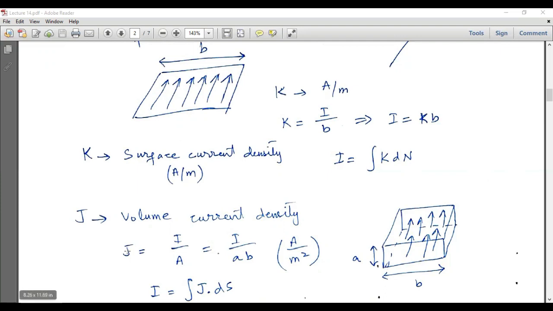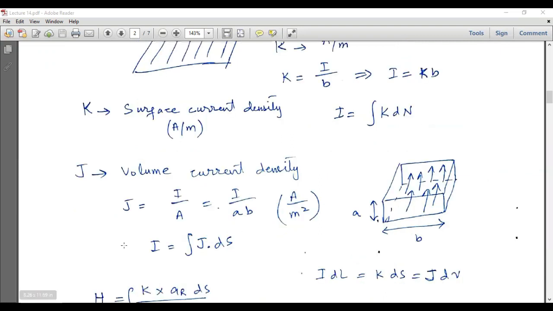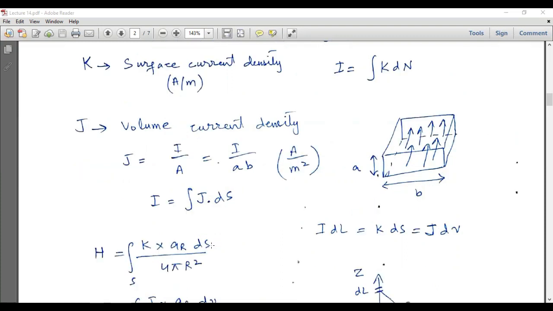So in this case, volume current density is equal to current per unit area, which is equal to I over AB. And it can also be written as I is equal to J dot dS. Again, this will be the normal surface, the surface which is present normal to the flow of current. So the unit vector of the surface is also normal to the current. In this case, the direction of this surface and the direction of current will be in the same direction. That's why we have to use a dot product over here.